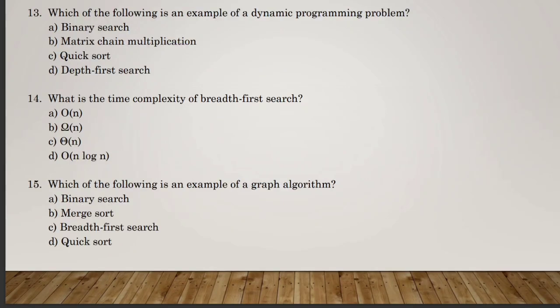13th, which of the following is an example of a dynamic programming problem? The answer is B, matrix chain multiplication. 14th, what is the time complexity of breadth first search? The answer is A, order of n. 15th, which of the following is an example of a graph algorithm? The answer is C, breadth first search.